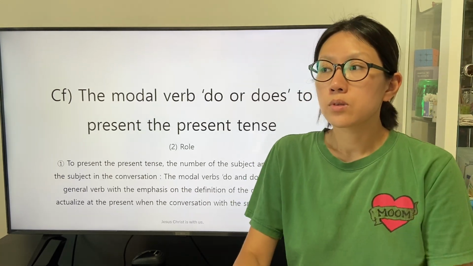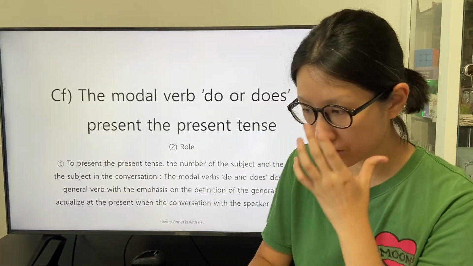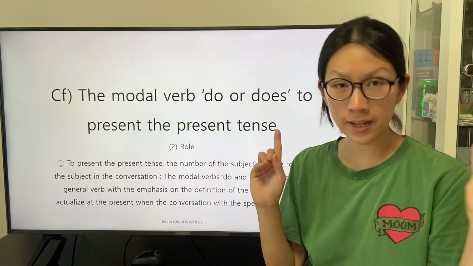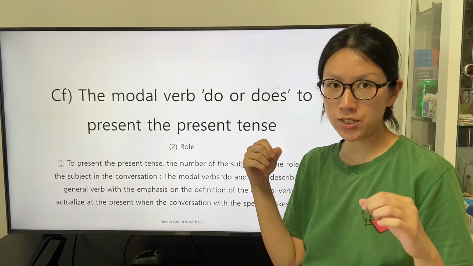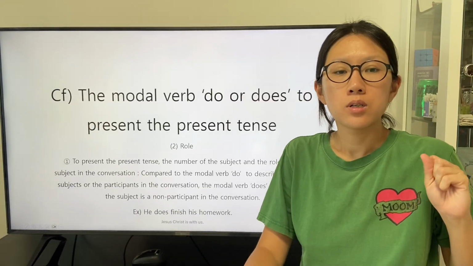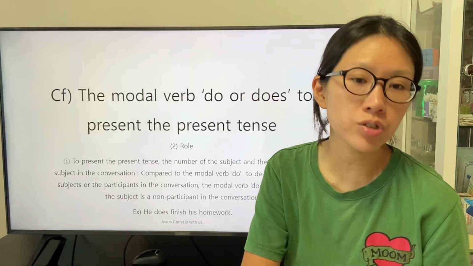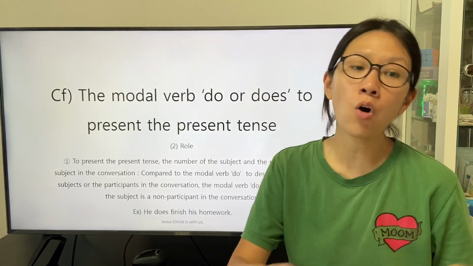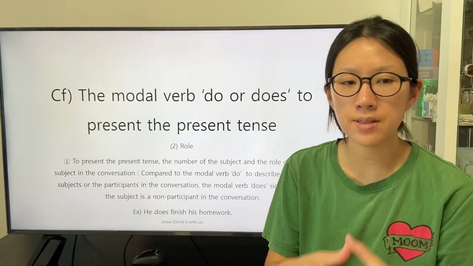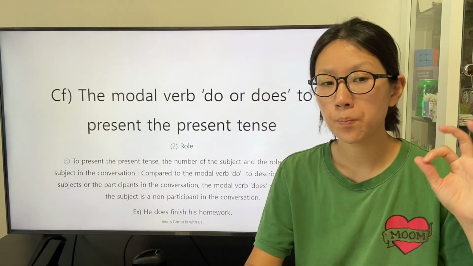We can also say that this subject is additional to the conversation among the speaker and the listeners. We can also understand that the suffix es is additional. Compared to the modal verb do to describe the plural subject or the participant in the conversation, the modal verb does signifies that the subject is a non-participant in the conversation.